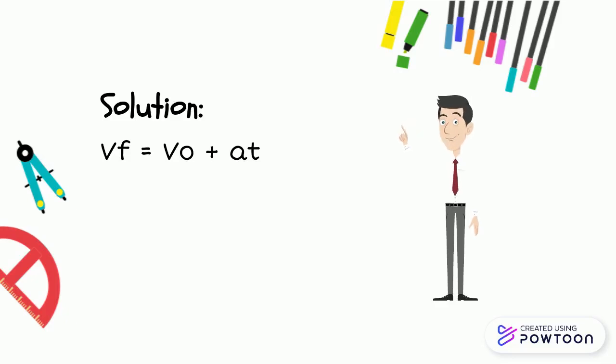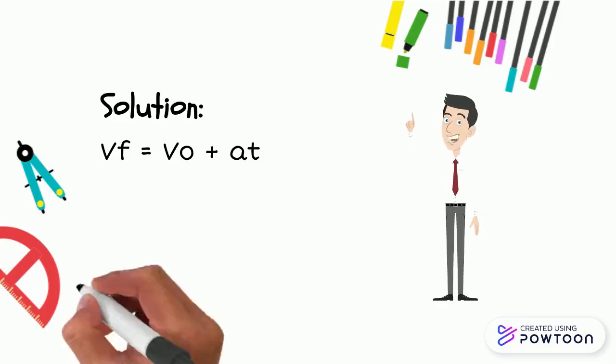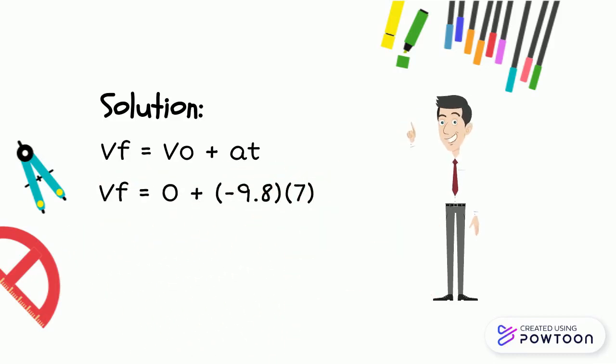We can see in this solution that we just need to apply the given numbers into their designated part in the formula. The V0, or initial velocity, is 0. The a is negative 9.8 because that is the constant acceleration, and the t, which is the time, is 7 seconds.